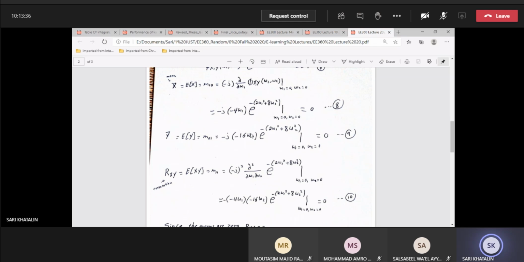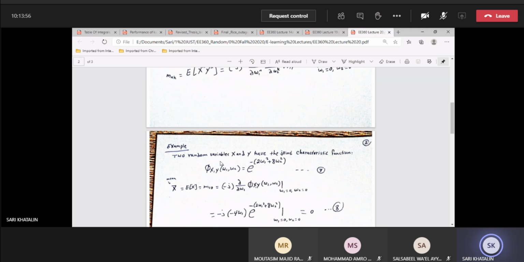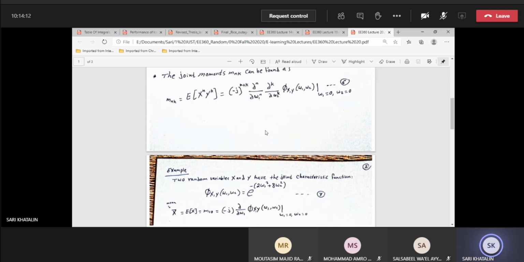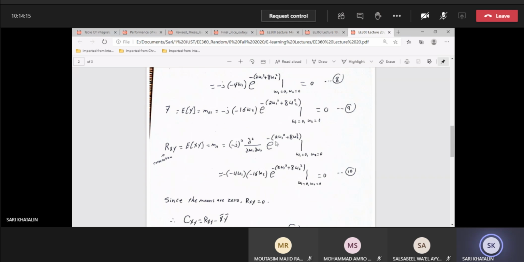Now, if I need to find the correlation between x and y, which is referred to as rxy, the second order expectation of xy, which is m11, then in this case, you go back here and you set n equal to 1 and k equal to 1, and you do the double partial integration. So you do it with respect to omega 1 first, and then with respect to omega 2, or vice versa. It will give you the same results.